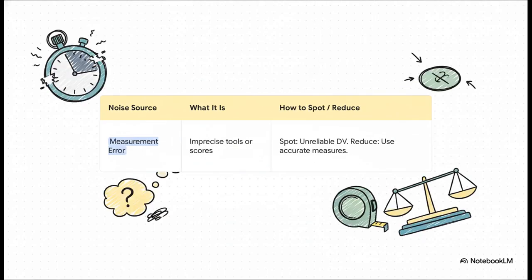And our final noisemaker is measurement error. This is when the tool you're using to measure things is just a bit off. You know, a stopwatch that sometimes glitches, a survey question that's kind of confusing, anything that adds random fuzz to a person's score is measurement error. The best way to fight this is to use really reliable, super accurate tools, and sometimes even take a few measurements and average them together.